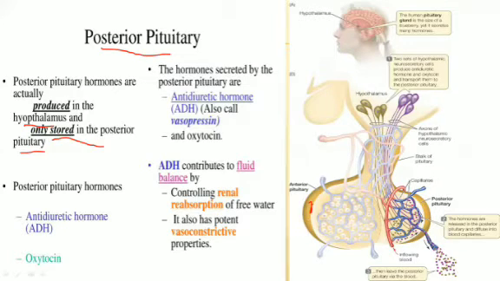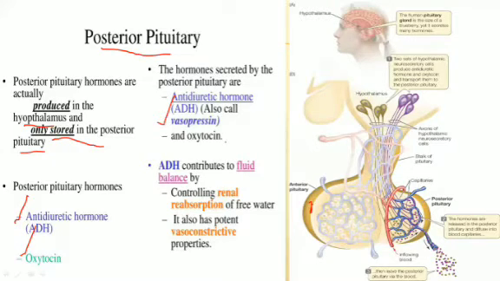The anterior pituitary is the proper gland and releases its own hormones, but the posterior pituitary stores the hormones which are released directly from the hypothalamus. That's why this is called the neurohypophysis. The neurosecretory cells bring all the hormones and they are stored in the posterior pituitary. Two hormones are released in the posterior pituitary. One is ADH, called antidiuretic hormone, also called vasopressin, and the other is oxytocin.